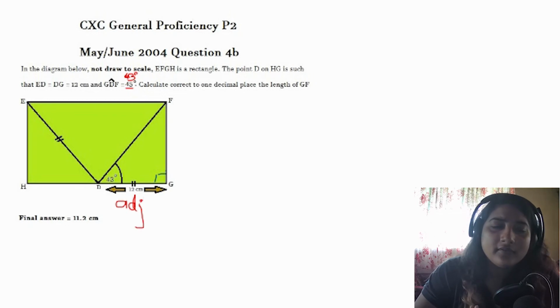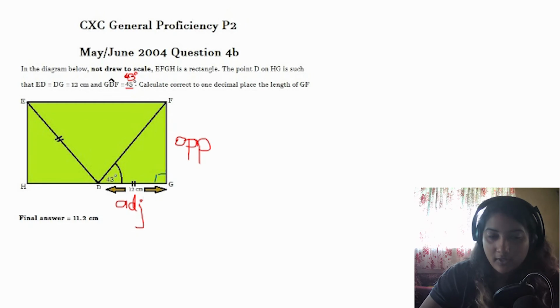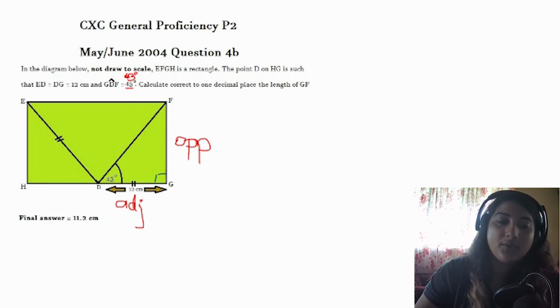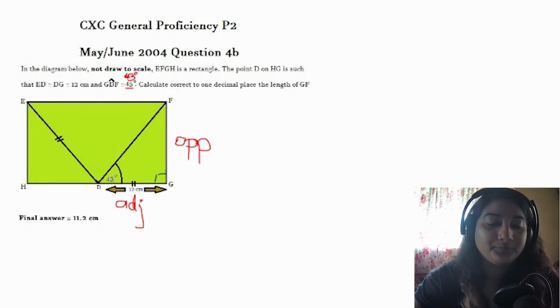Okay, GF, which side is this? It's facing the angle we're given, so this means that GF is our opposite side. That's right. Let's label this the opposite side. Okay, so now I know that if I want to use a trigonometric ratio, I must use the ratio relating the opposite and the adjacent side. Which ratio is that? That's right, in our last video we learned about the tan ratio. So we're going to use the tan ratio here.